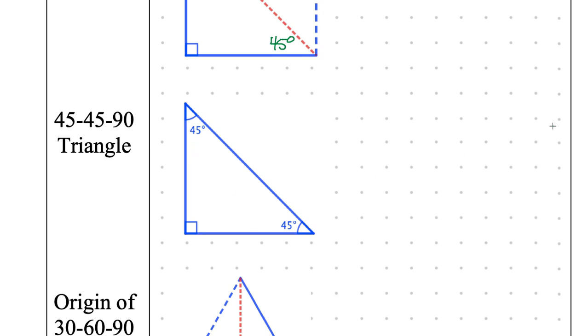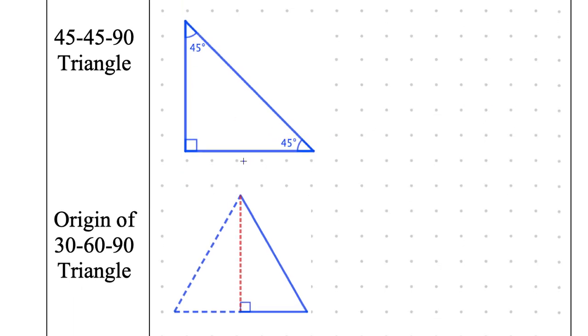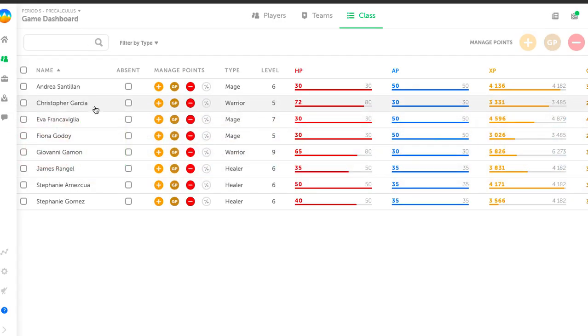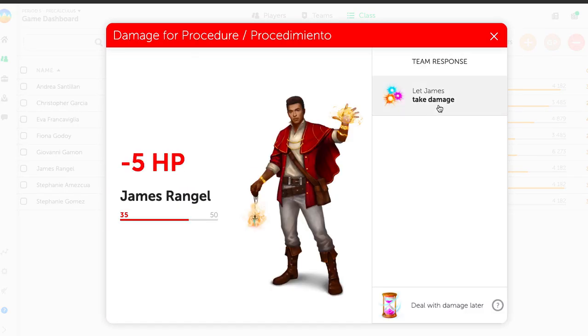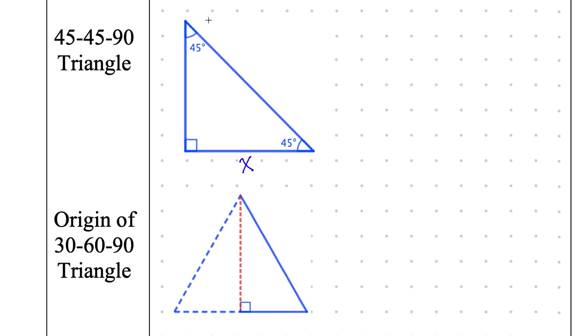The main thing to know from a 45-45-90 triangle is this. If I have this length is x, this length with a quiet raised hand is what? X. And what about this length right here? This length is x square root of 2. If you ever forget them, they are on the poster.